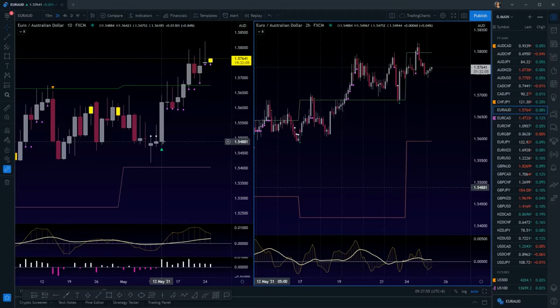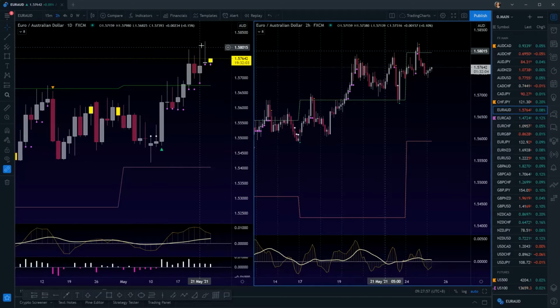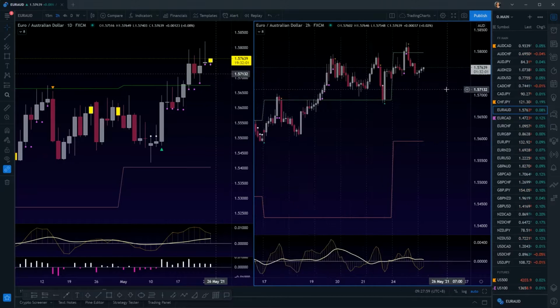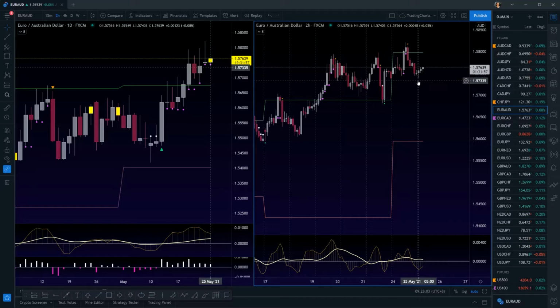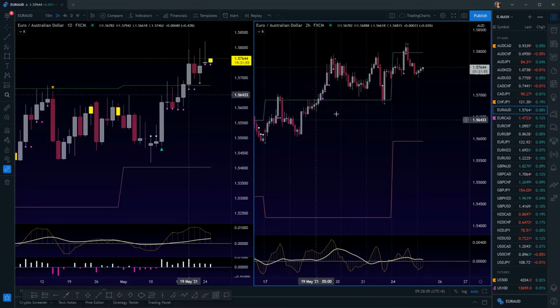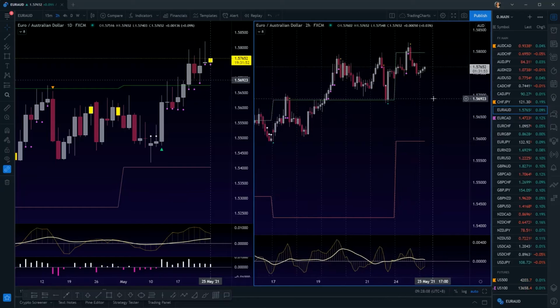Euro Aussie, inverted hammer. No lower swings, still in that uptrend, so let's not do anything crazy here.